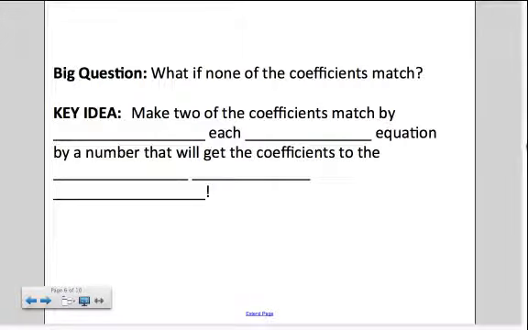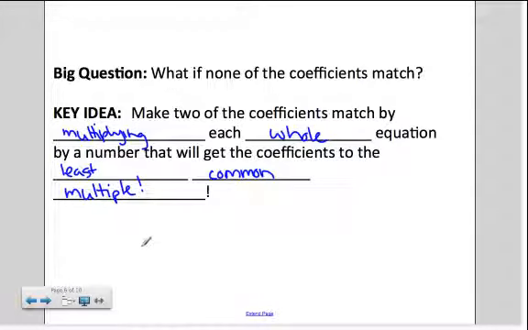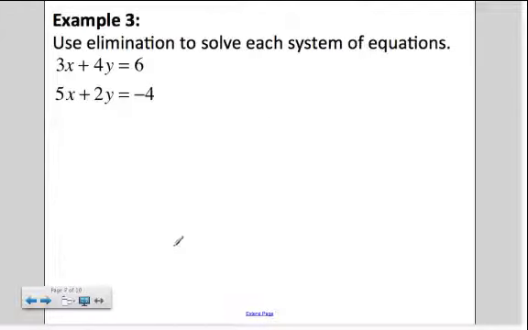Now, one question you might be asking yourself is, what if none of the coefficients match? Well, this is a very good question. And we can deal with that very simply. Make two of the coefficients match by multiplying each whole equation by a number that will get the coefficients to the least common multiple. Okay? So we just want to get the LCM, and that's going to be our matching one, and we can deal with it that way.